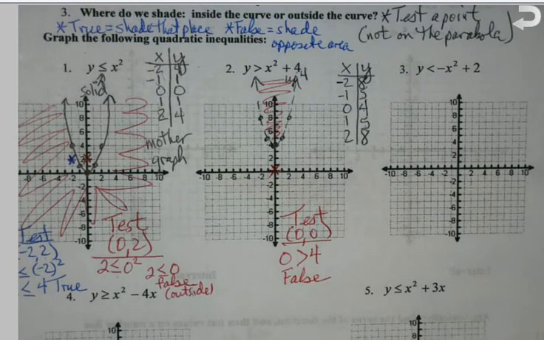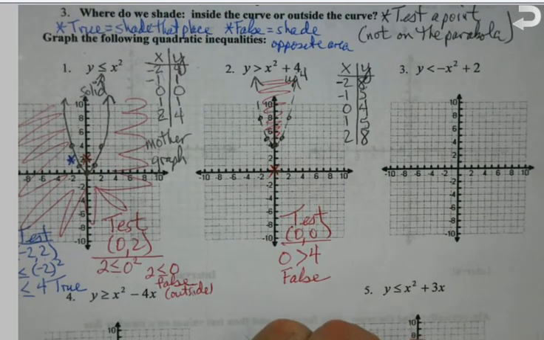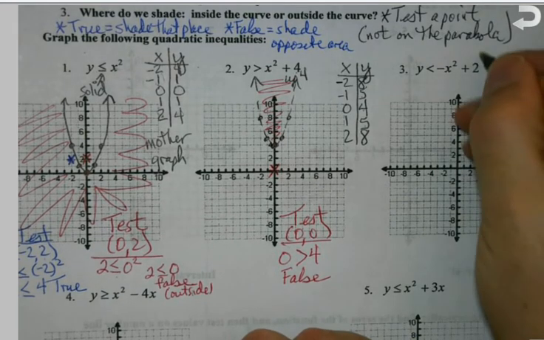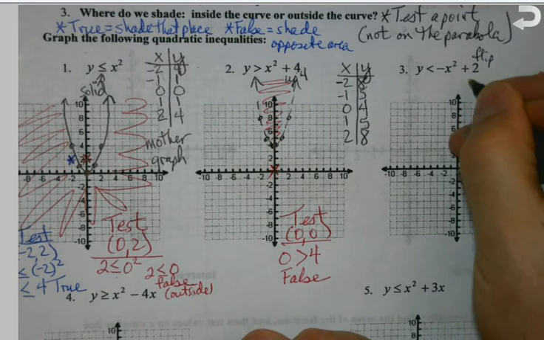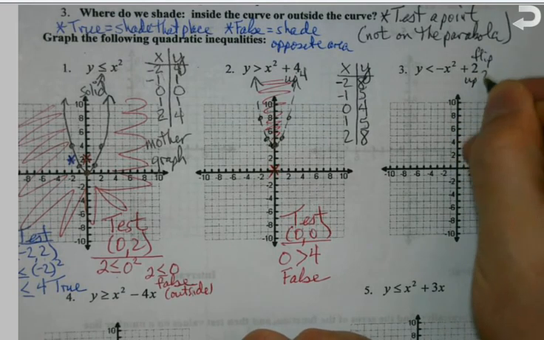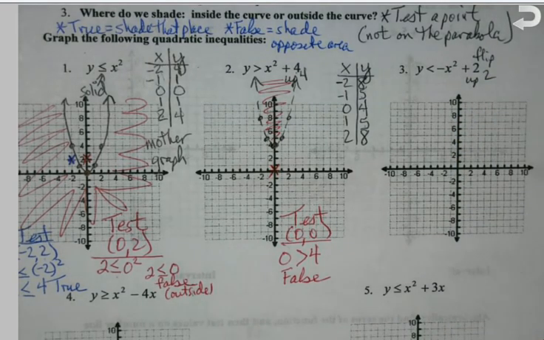So, now we got a couple issues here. What's going on in number 3? Okay. I see that I have to flip it, and I also see that I'm going to be shifting up 2. Now, a couple of suggestions.